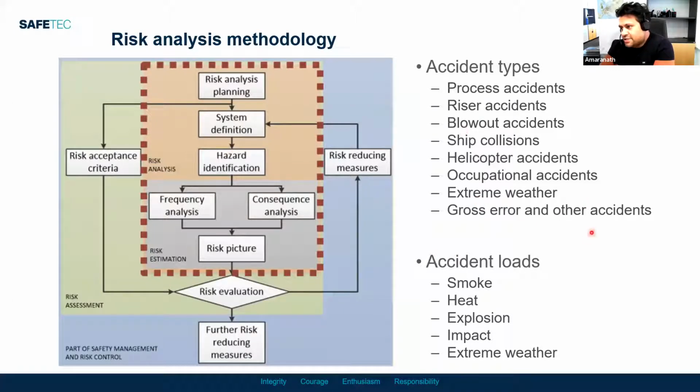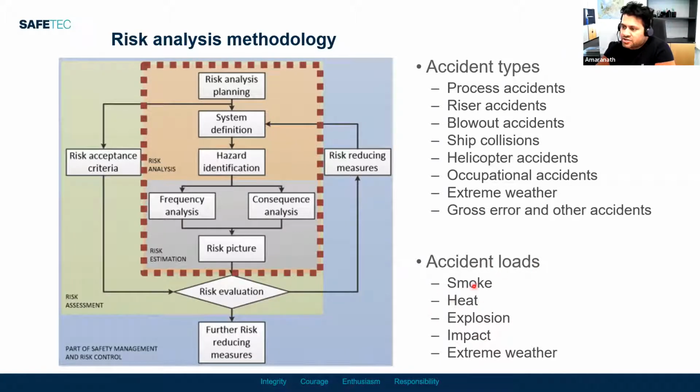So these are the accident types that we have in general risk assessment of an offshore platform. We also look into the different accident loads, because process accidents are hydrocarbon accidents. They can give you smoke, heat, and explosion pressure. When we construct an offshore platform, we have to ensure safety against each and every accident load. So a process accident can have 3 different accident loads.